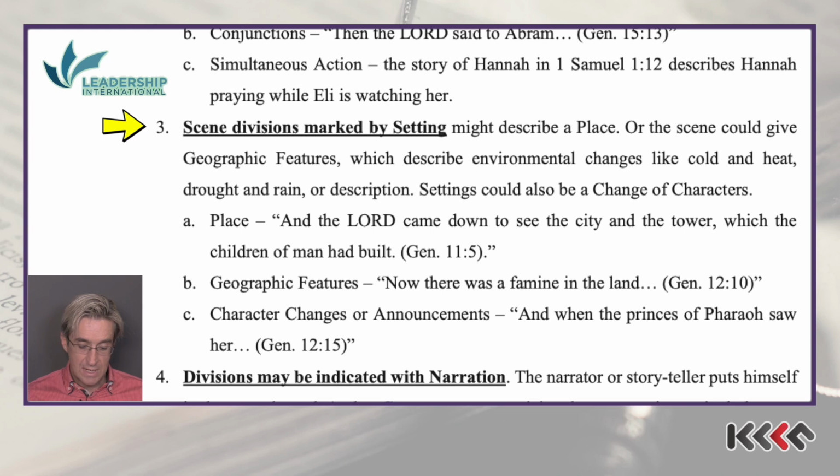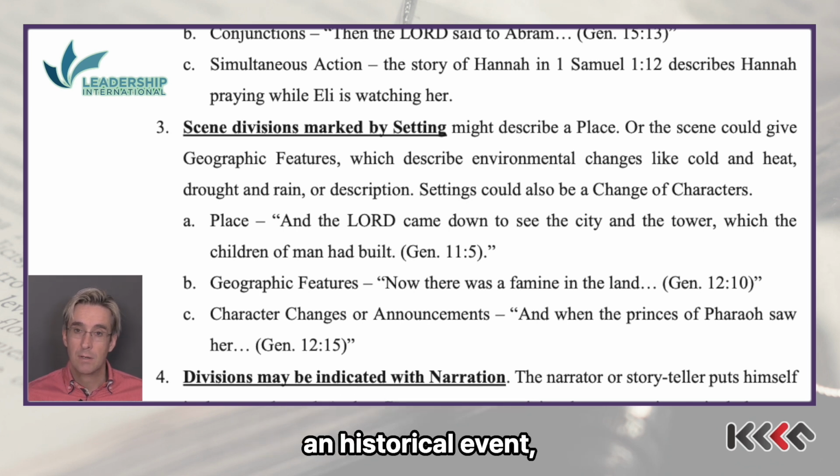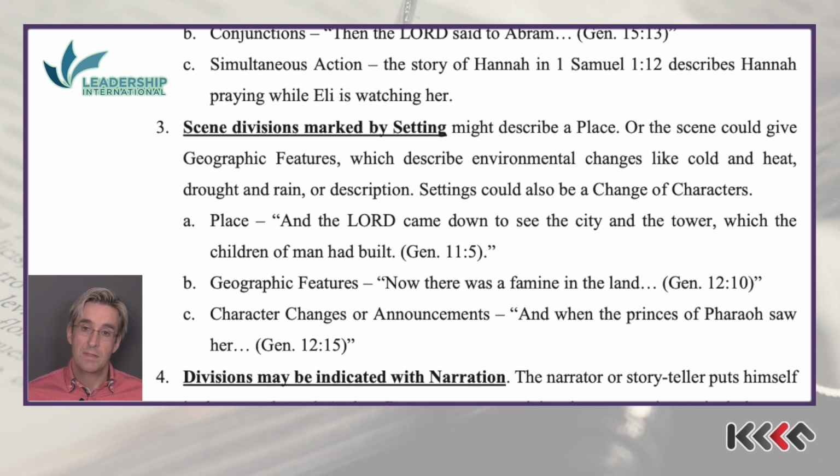So the scenes have divisions marked by settings. For instance, there's a place. And the Lord came down to see the city and the tower which the children of man had built. There are geographical features or events. Now there was famine in the land. Or in Hezekiah, in the year of the earthquake, a historical event, or when this Pharaoh ruled, or during the time of this king. So these settings we would need to note.